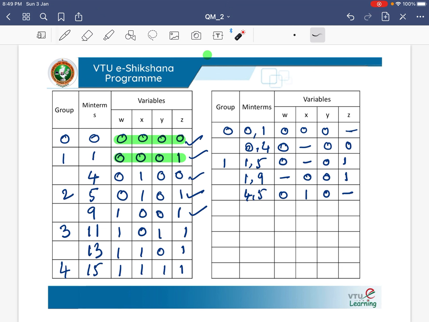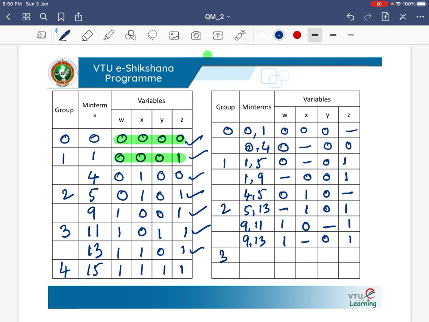So after this, we have to check for the next group. Group 2 has to be checked with group 3. So we get group number 2: 5 and 13 can be combined. When we combine 5 and 13, we get dash, 1, 0, 1. Tick mark that. 5 is already tick marked. Tick mark 13. Next, 9 and 11 can be combined: 1, 0, dash, 1. Tick mark it. Similarly, 9 and 13 can be combined: 1, dash, 0, 1. Already 9 and 13 are tick marked. That is group number 2.